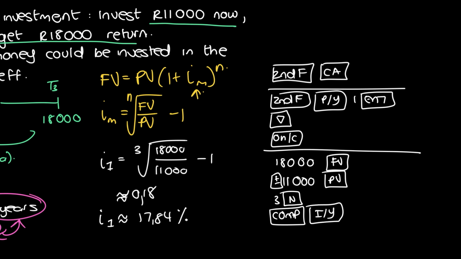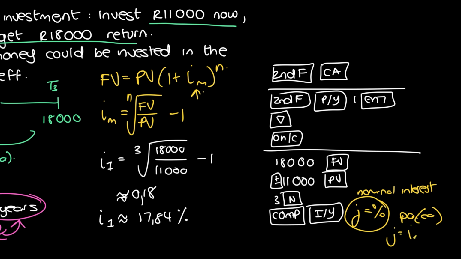Now, a reminder, when you do it on your financial calculator, its answer is going to be J in percent. So that's going to be your nominal interest in percent. And we technically want our annual effective interest. In this situation, because our nominal interest is per annum compounded annually, the J and the I1 just correspond because of the formula. Remember, J is equal to I1 times 1. So it's going to give you the same answer, but please recognize that your financial calculator gives you your nominal interest rate. And on our financial calculator we get 17.84%.